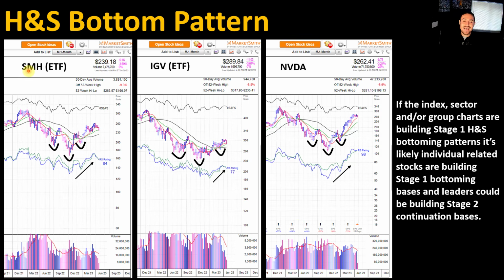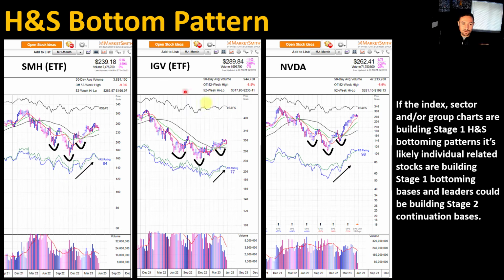So here you go. This is SMH. This is a semiconductor ETF. And at the time of filming, this is April of 2023. You can see last year and into this year, the head and shoulders bottoming type patterns for semiconductor ETF, SMH, IGV, which is a software ETF, and then NVIDIA as well. Look at these head and shoulders bottoming type patterns. Left shoulder, and then the head makes a lower low. And then you see the right shoulder here makes a higher low. And take a look at this RS line as well. These blue line, focus on the blue line. See how it's turning up.